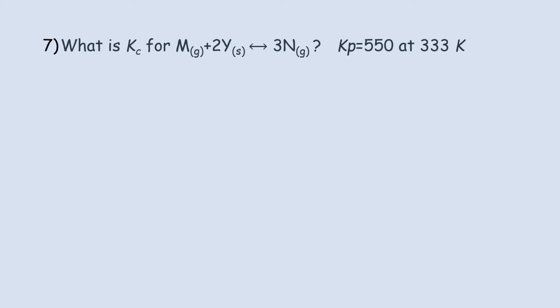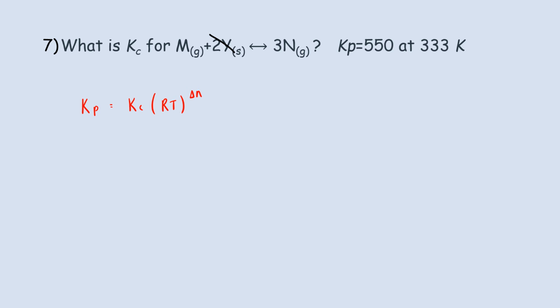Question 7. What is Kc for M plus 2Y producing 3 moles of N if Kp is 550 at 333 Kelvin? So we have an equation to solve for Kc given Kp. That equation looks like this. Kp equals Kc multiplied by the product of RT raised to the power of delta N, where delta N is the change in the number of moles of gas. So that being said, we have a solid here in our chemical reaction, and that is not going to count in our analysis, so it might as well not even be there.